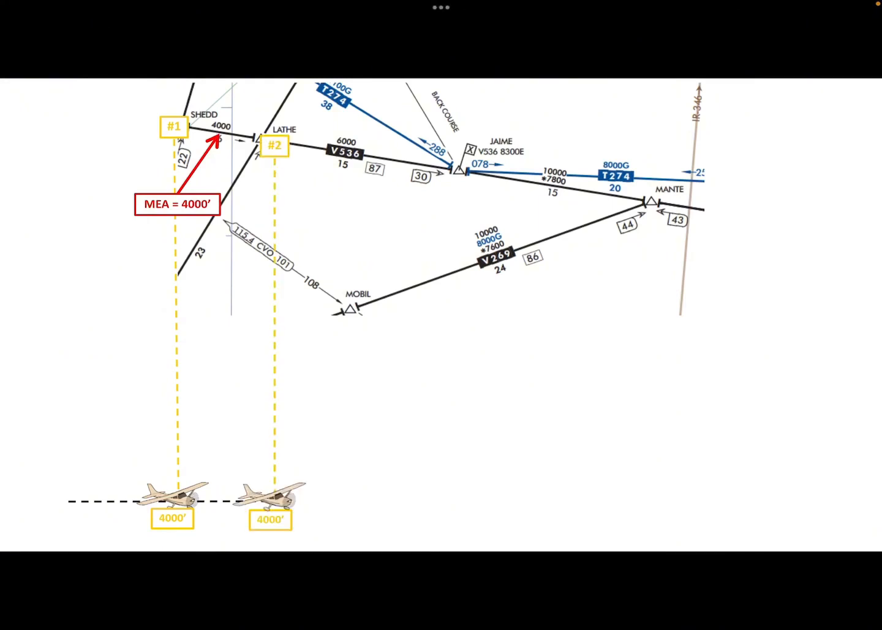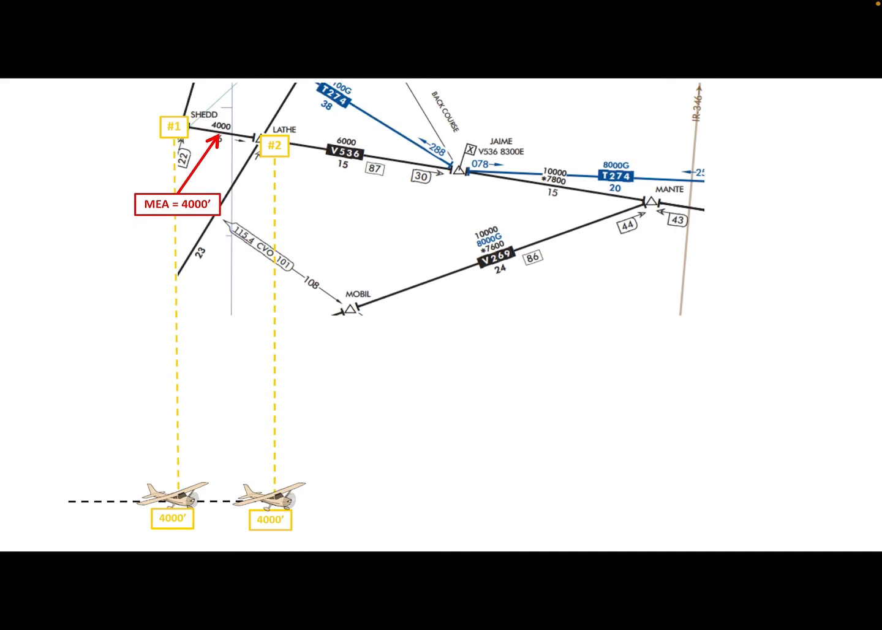Then as we approach Lathe, we see that the route ends in a T. That tells us that there is an MEA change after the Lathe intersection. And there is no flag with an X in it, so that means there's no MCA. So that means it's okay for us to cross Lathe at 4,000 feet. But after Lathe, the MEA changes to 6,000.